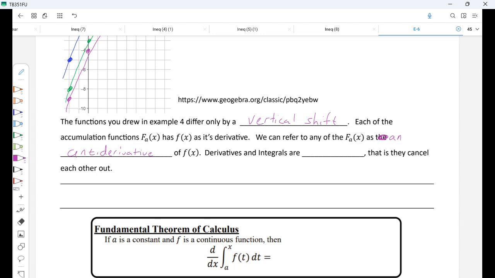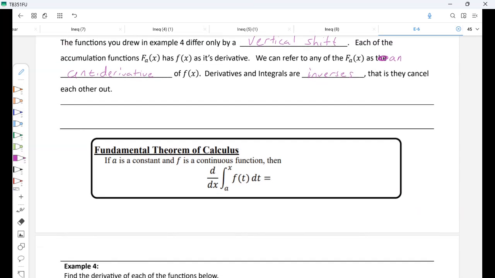Derivatives and integrals are inverses. That is, they cancel each other out. You have to be really careful with that line there. It's not always a perfect cancel out. We need to be working with an accumulation function in order for it to be a perfect cancel out. Okay.